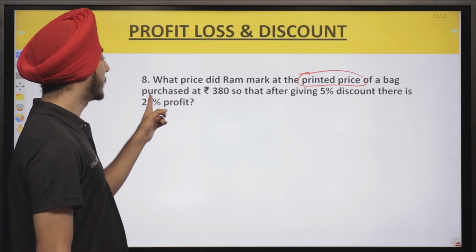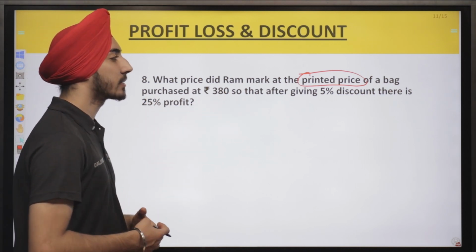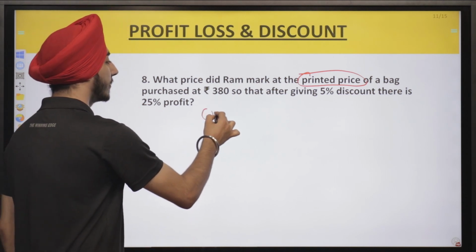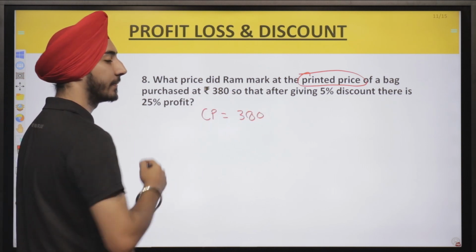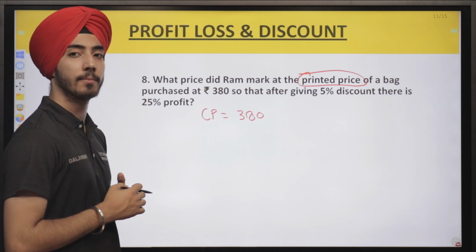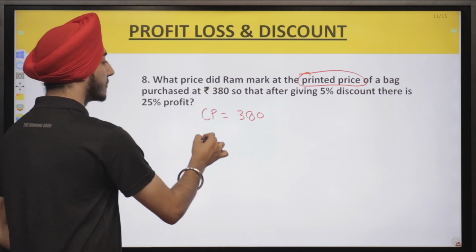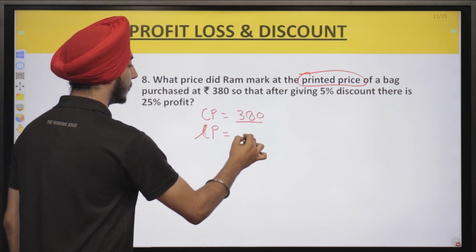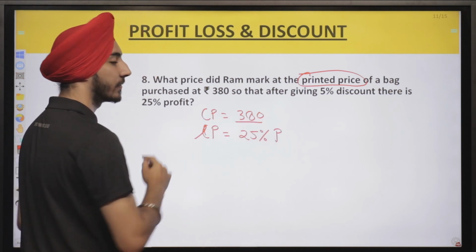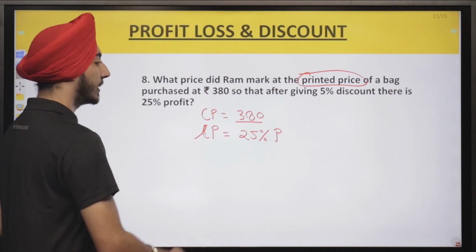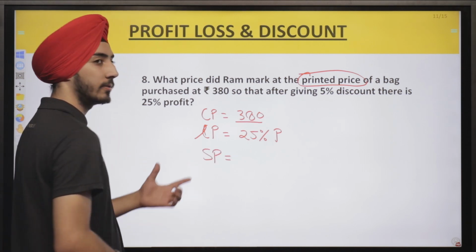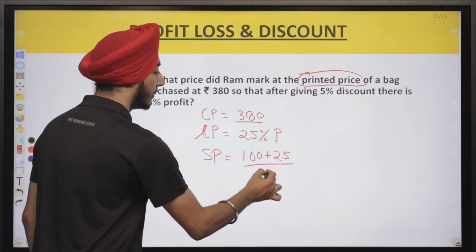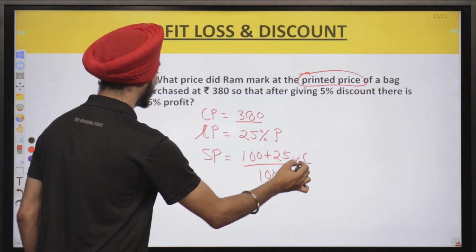ठीक है? Purchased at rupees 380, so that after giving a discount of 5%, there is 25% profit. Now see, initial CP for Ram is rupees 380. ठीक है? Now he is selling this article to make a profit of 25%. So CP is whatever 380, and we have the SP as 25% profit, right? So first of all, we'll find the SP here. So SP formula we know. I'll not write down the formula again because we have already done it many times. So it will be 100 plus profit percent upon 100 into the cost price, which is 380 rupees.